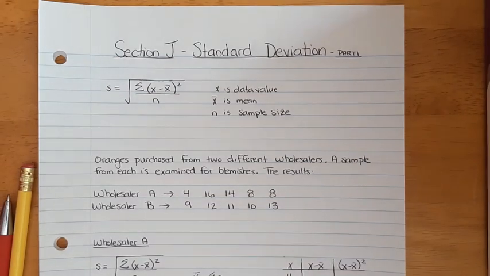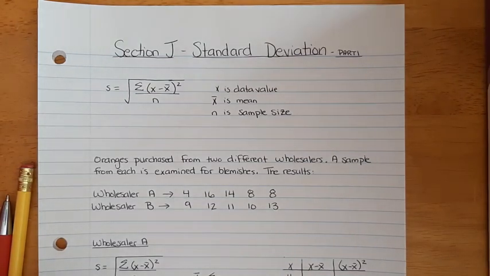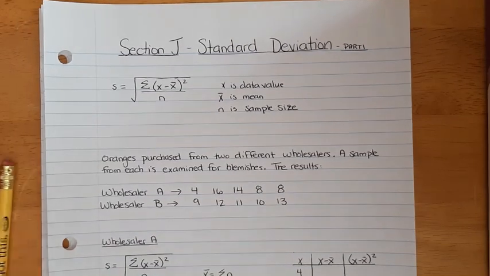Hi everybody, so this is the video for the first part of section J, which is standard deviation. Standard deviation is another statistical measure, and it gives you a number that represents the variability of the sample. Are the values within the sample all over the place, or are they pretty consistent? So it's kind of like a measure of consistency.